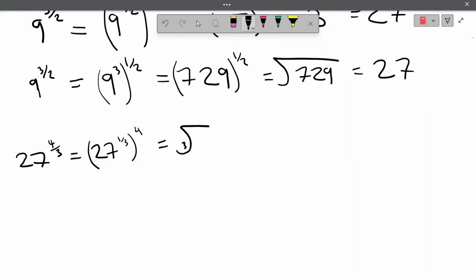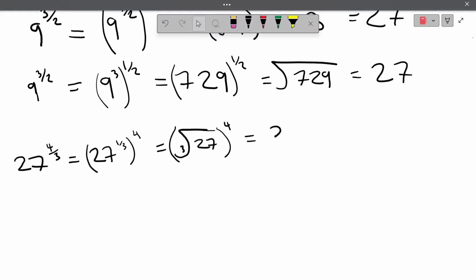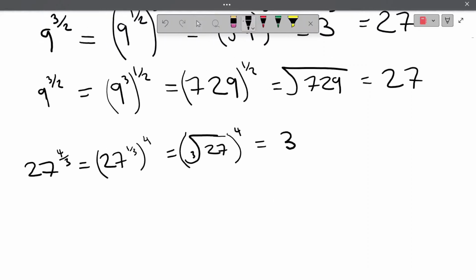Well, that's the same as the cube root of 27 to the power of 4. The cube root of 27 is 3. Then we have 3 to the power of 4, which is 81. And that's a darn sight easier than going 27 to the power of 4, which is quite a big number. And I can do that without a calculator that way around.